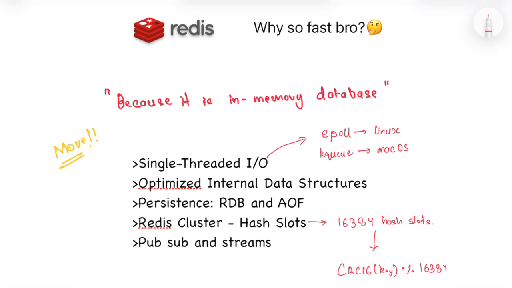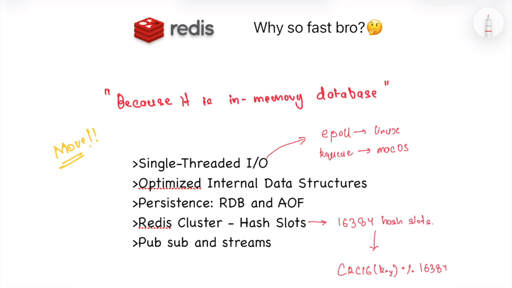Okay, so we have talked about Redis earlier. Now let's discuss why Redis is so fast. When you ask this to someone, most people would say that it is because it is an in-memory database. It is true, but it is somewhat incomplete. We'll go into the depths.